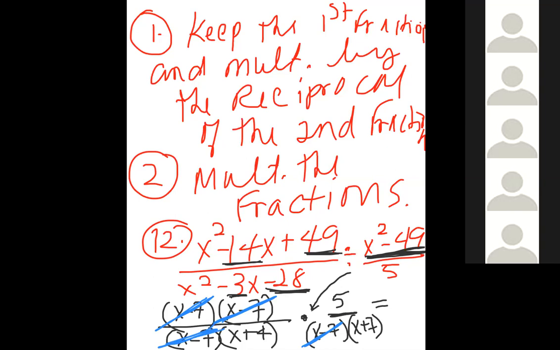So what am I left with? I am left with a 5 in the numerator. What do I have in the denominator? I am going to erase this equal sign here and move it over slightly to the left. What I'm left with in the denominator is x plus 4 right there, and then the x plus 7 right here. So guys, here's the answer. Here's the simplified form of the problem.